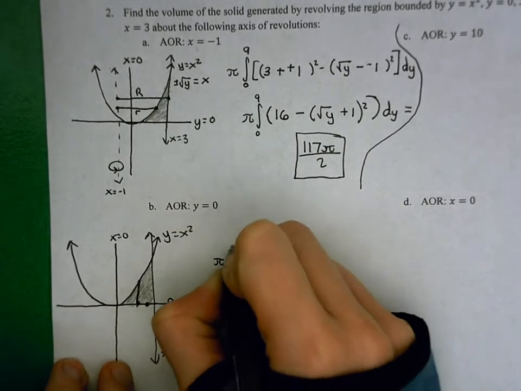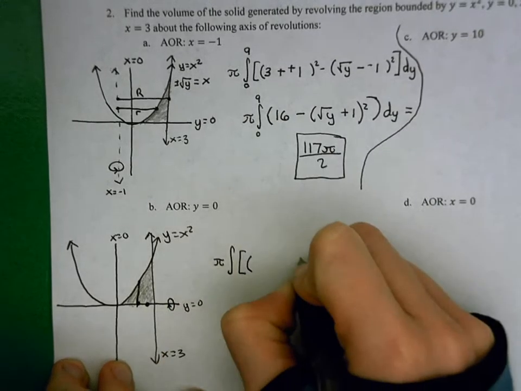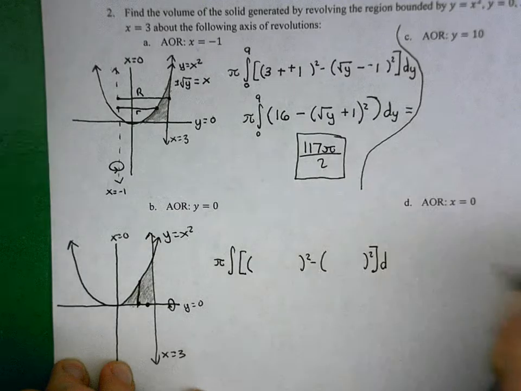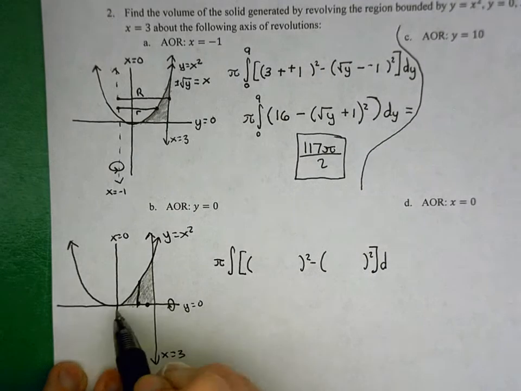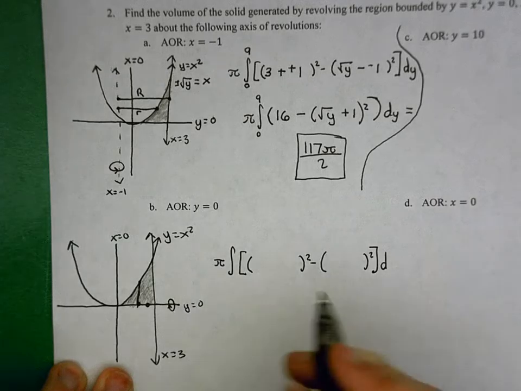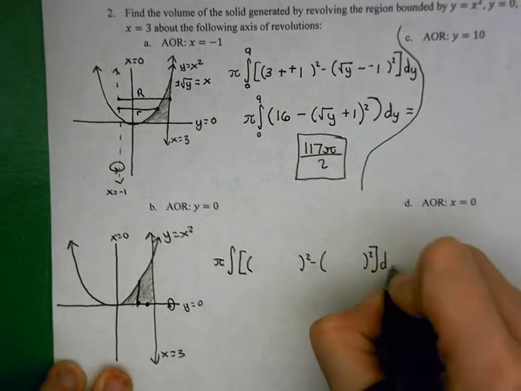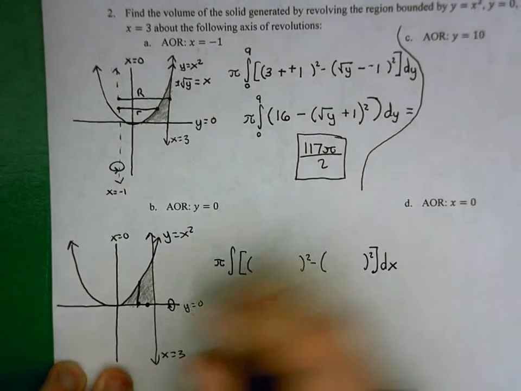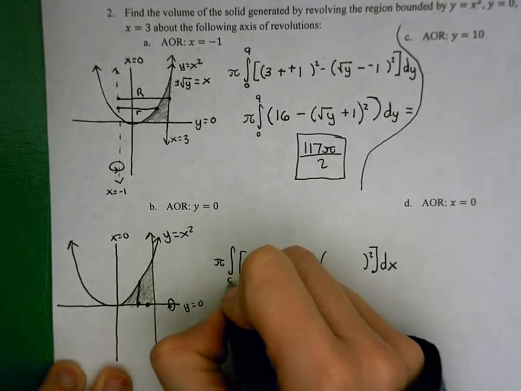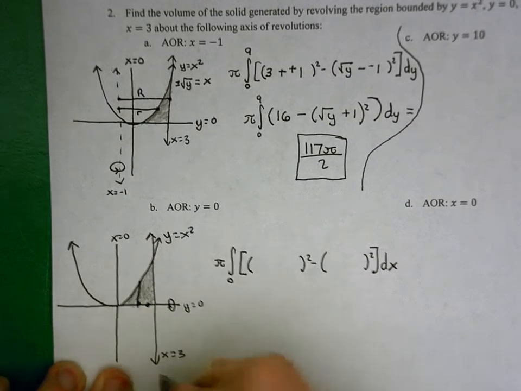Pi integral big R squared minus little r squared d. And in this case, our axis of revolution is parallel to the x-axis. It's actually the x-axis itself. But since it's parallel to the x-axis, this is going to be dx. And so my bounds are going to be my x bounds, my smallest x in the shaded region, which is at 0, and my largest x in the shaded region, which is at 3.